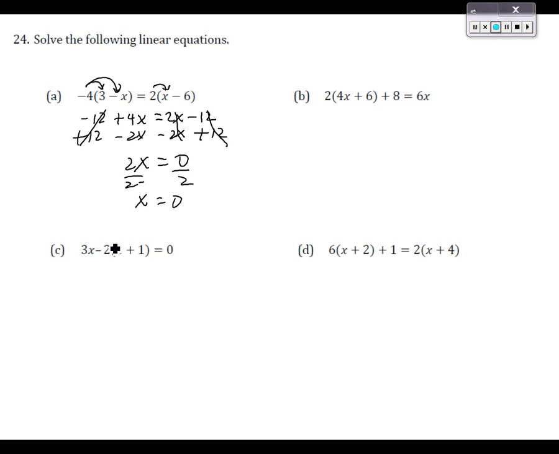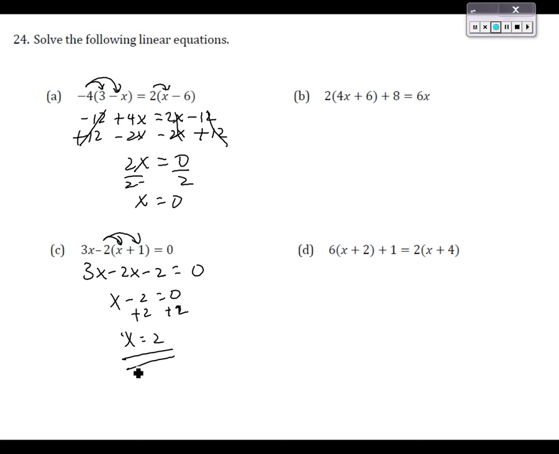Same thing here, distribute this one first to remove the parentheses. This is going to be 3x minus 2x minus 2 equal to 0. Combine like terms, which have the same variable in the same power: 3x minus 2x is x, minus 2 is equal to 0. Plus 2, plus 2, x is equal to 2 would be the answer for this one.